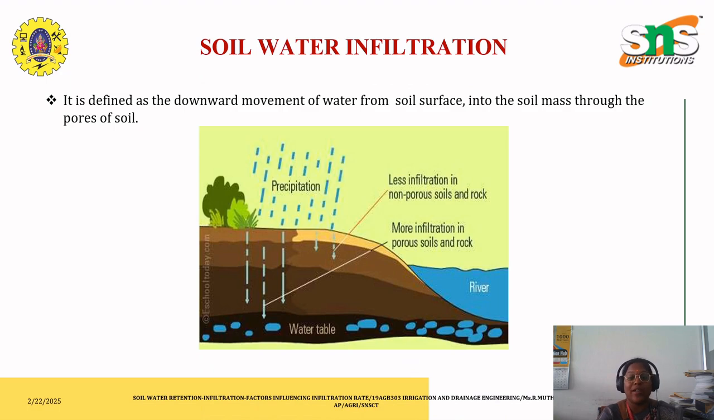Today we'll see about soil water infiltration. It is defined as the downward movement of water from the soil surface into the soil mass through the pores of the soil. As I have shown in the diagrammatic representation, when precipitation happens due to rainfall, at some places there is less infiltration where non-porous soil and rock are available. On the left side you can see there is more infiltration in porous soil and rock. This is how the water that gets precipitated or infiltrated into the soil goes and reaches the water table.